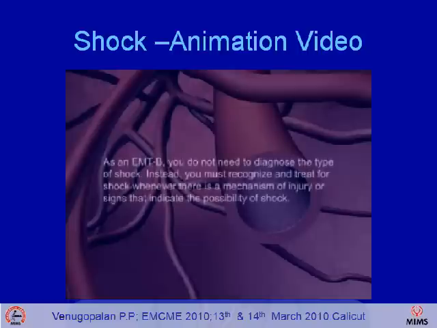As an EMT-B, you do not need to diagnose the type of shock. Instead, you must recognize and treat for shock whenever there is a mechanism of injury or signs that indicate the possibility of shock.